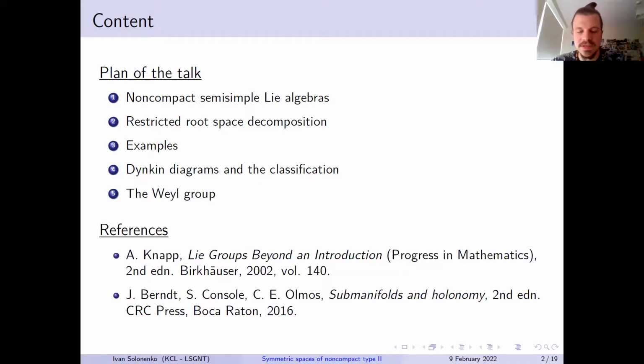So basically the entirety of the talk is based on Knapp's book, Lie Groups Beyond an Introduction, and then also some parts I took from the book Submanifolds and Holonomy. More references are in Juanma's abstract from last week.